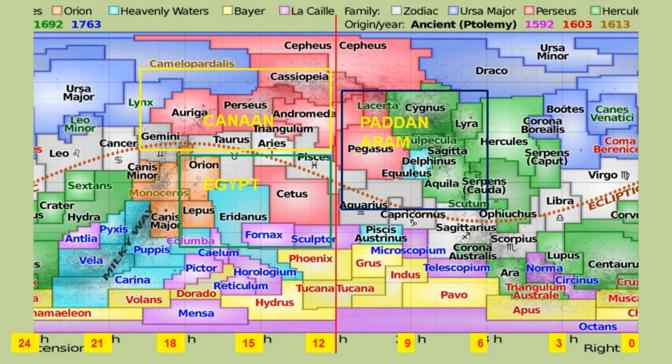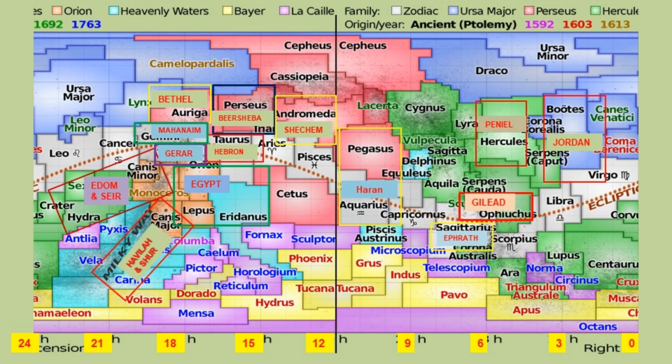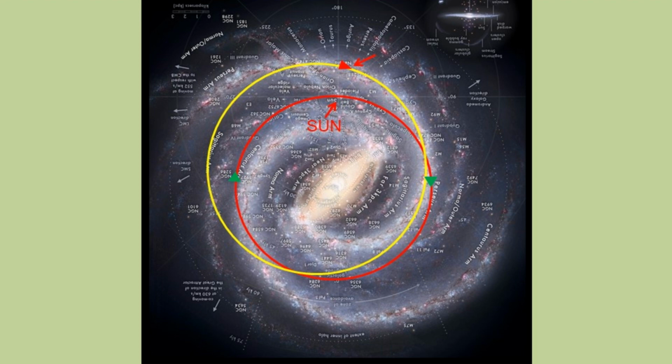As you can see in this slide, these are the regions of Canaan, Paddan Aram and Egypt. These are the countries or places in the constellation according to the scriptures, which are mentioned by different names as shown in this slide. All this information indicates that the Sun had started its journey from the Perseus arm in the Milky Way galaxy, which is shown with a red arrow mark in this picture, and then moved towards the east.